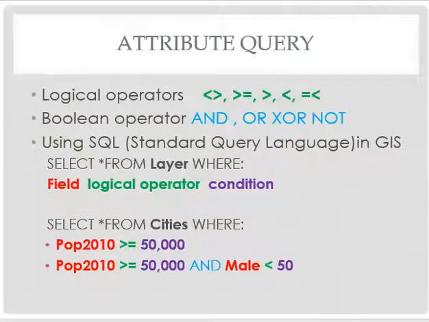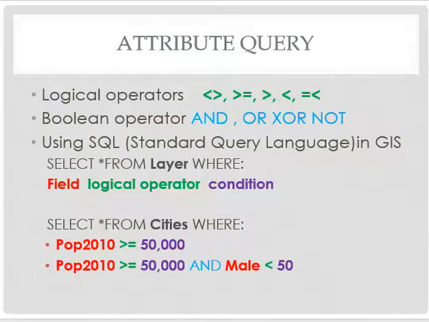So when you perform a query in ArcGIS, the query table fills in select from, and then you double click the layer, and then it puts in the word where, and then you have to add a field. What field are you selecting from, and then your logical operator, and then whatever your condition is.